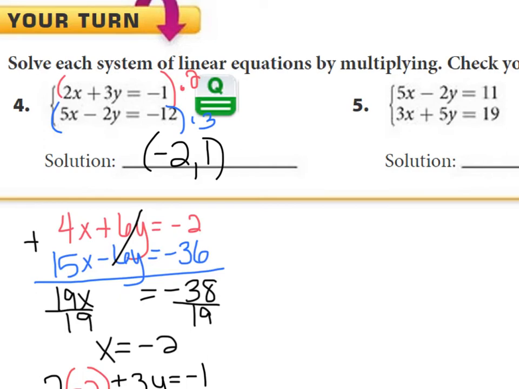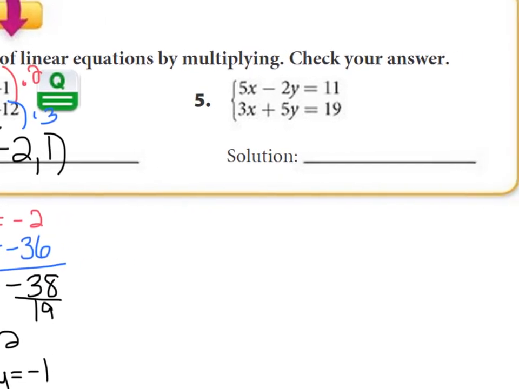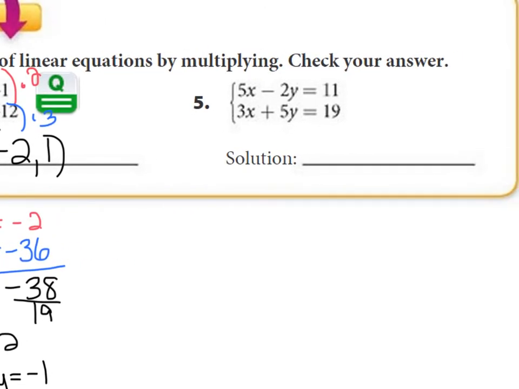So now I want you to do number 5 on your own. Check with the neighbor. Remember, you actually could approach this problem 2 different ways and still get the same answer, and I'm going to show you both ways when we go over this. So go ahead and work on number 5. Unpause this when you're ready to move on.